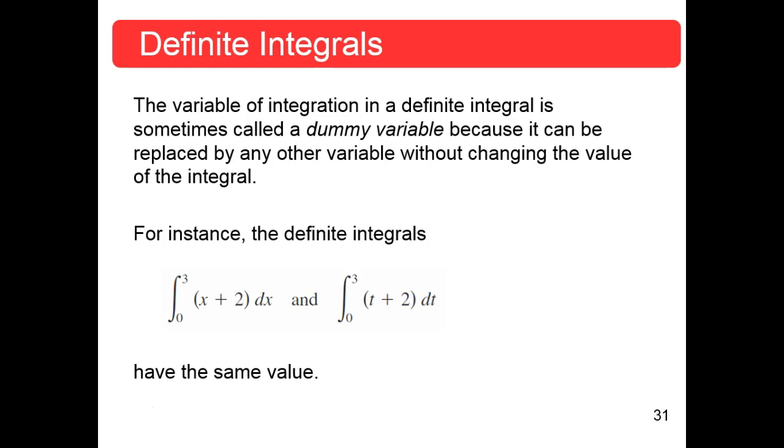Because if you're going from 0 to 3 of x plus 2 dx, that's the same as going from 0 to 3 of t plus 2 dt. It doesn't matter what you call this. In a definite integral, you're going to integrate it away, and it doesn't matter the name. They have the same value because it doesn't matter what letter you put there. Because of the definite integral, it's going to go away.